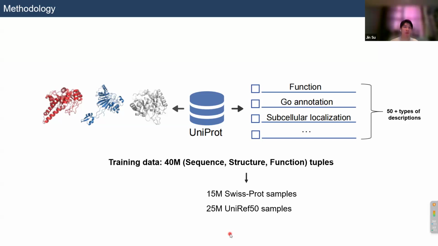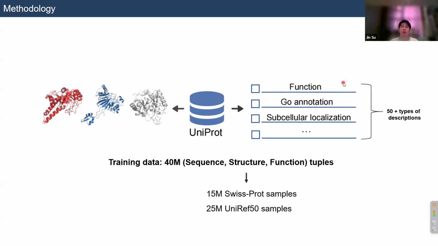So our strategy is we first construct 15 million SwissProt samples, and we use these samples to train the first version of ProTrek, and then we use ProTrek to filter out the unreliable samples from UniProt 50. Finally, we got 25 million relatively high quality UniProt 50 samples. Combining these two types of samples, we constructed 14 million samples, and each sample is a sequence, structure, and function tuple for contrastive learning.